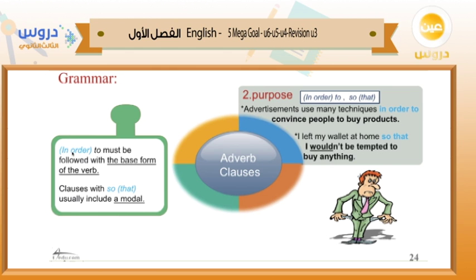But we have to be careful when we use in order to. In order to must be followed by the base form of the verb. It means in order to convince, in order to write, in order to go. So the verb after in order to should be in the base form.